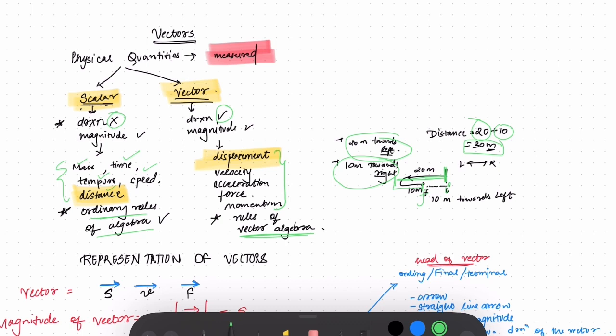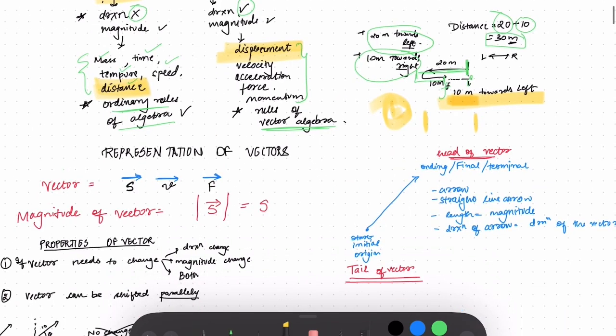How much has this person moved? If I say 20 minus 10, simple, it's 10 meters. So 10 meters towards the left, because initial was here, final is here, towards the left. So he moved 10 meters towards the left. That is our displacement. Yeah, this is a simple example. This is how vector algebra differs from the ordinary algebra, because it takes into consideration the direction.